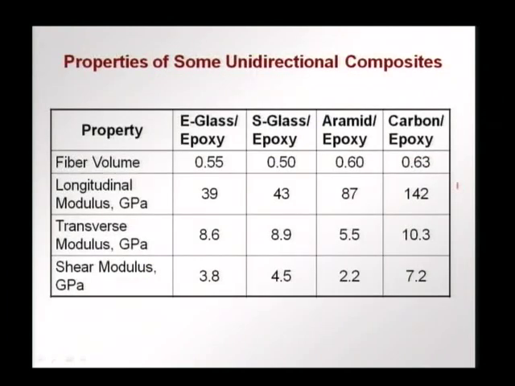Here are some more quantitative values for properties for different systems. This is with glass, aramid and carbon embedded in epoxy. Fiber volumes in all the cases are about 0.6, that is 60% of the composite is made up of the fiber. We have now the longitudinal modulus, the Young's modulus along the direction of the main fibers, ranging in glass from 40 gigapascal to carbon fibers 140 gigapascal. Aramid has an intermediate value.